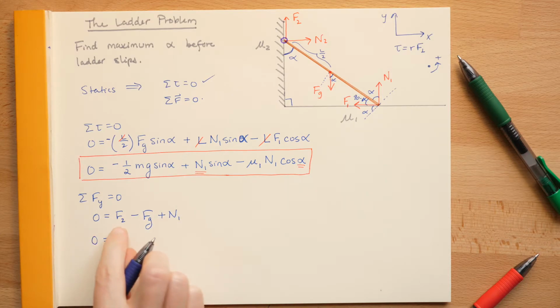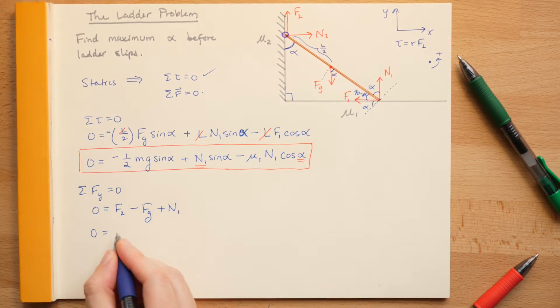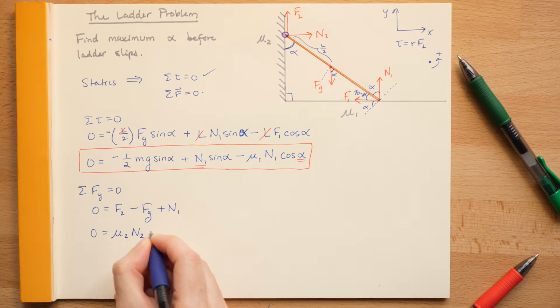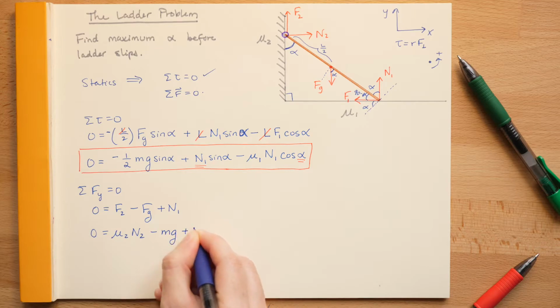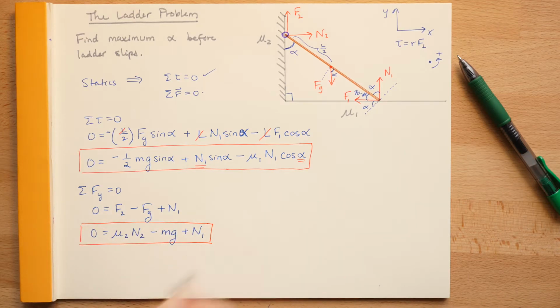So again, F2 is the friction force here on the wall. So that will be mu on the wall times N2 minus mg plus N1. Okay, so this equation comes from summing the forces in y, and we have two unknowns here, N2 and N1. So we still need another equation because this one doesn't show up here either.